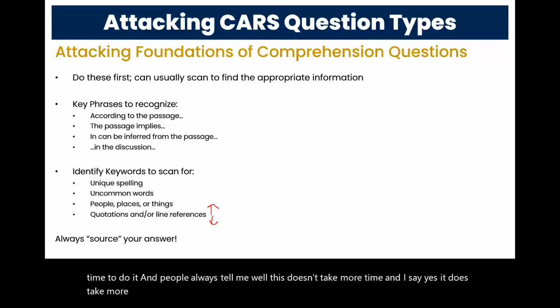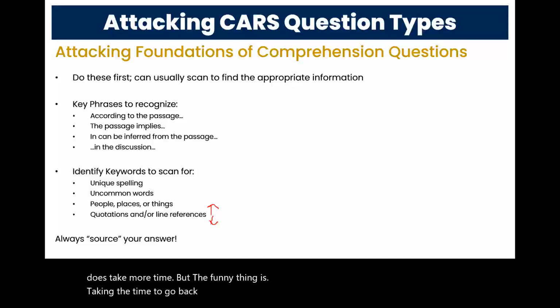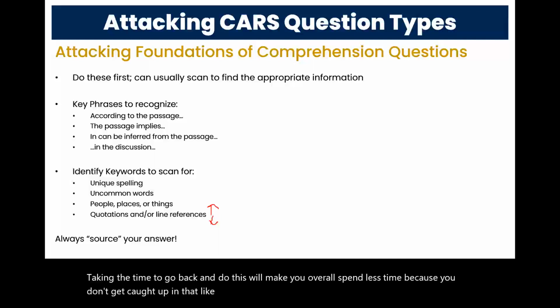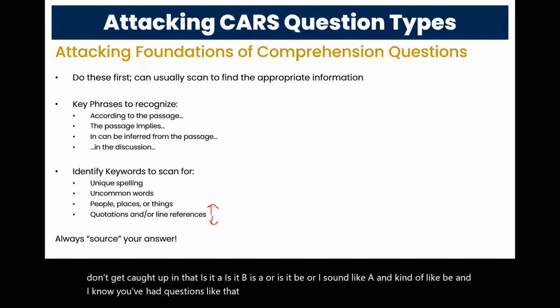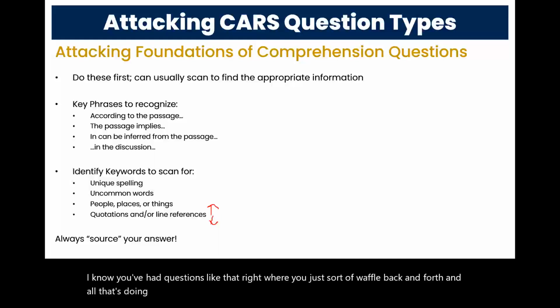But the funny thing is, taking the time to go back and do this will make you overall spend less time, because you don't get caught up in that, like, well, is it A, is it B, is it A or is it B, or I kind of like A and kind of like B. And I know you've had questions like that, right? Where you just sort of waffle back and forth, and all that's doing is wasting precious time. Just go back, prove it, move on.